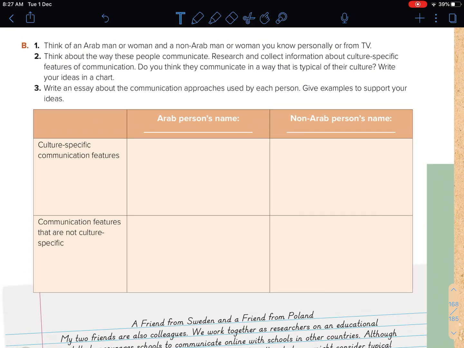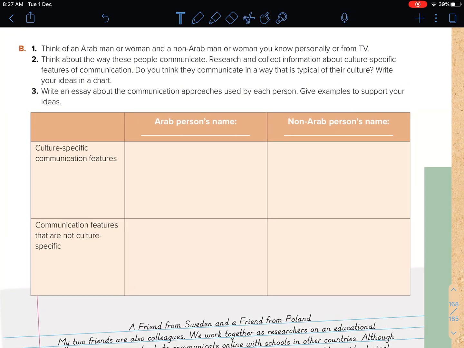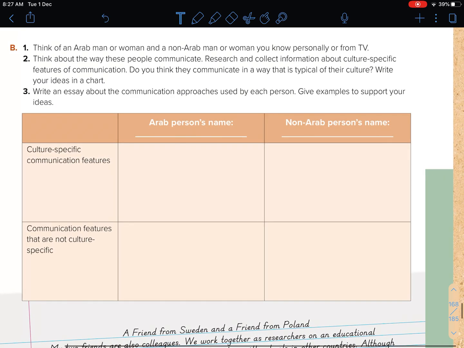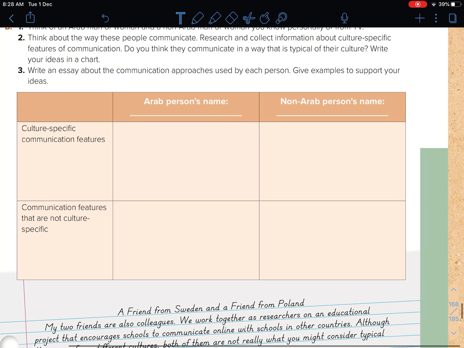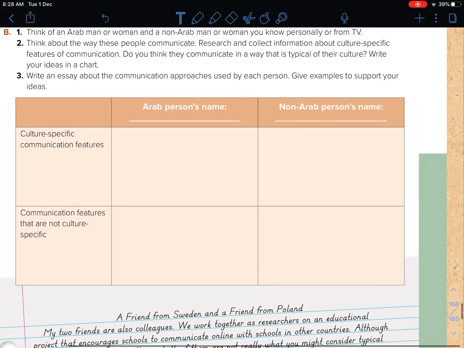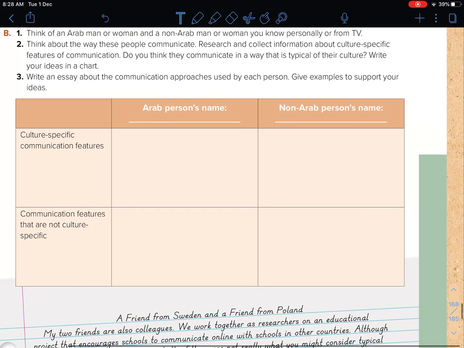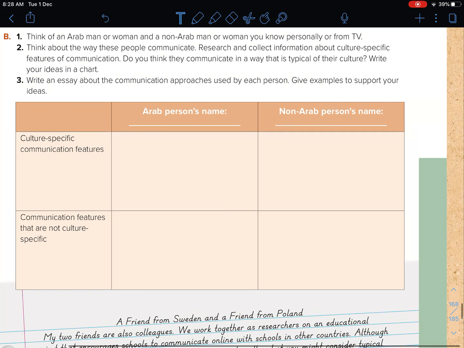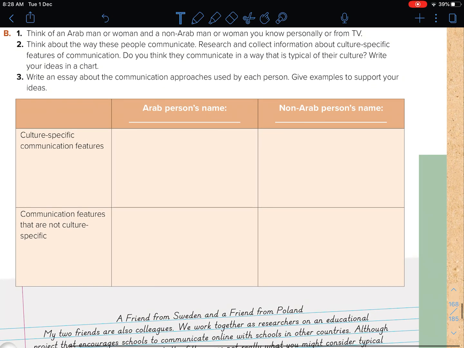Anyways, now you have to think of an Arab man or woman or a non-Arab man or woman you know personally or from TV. First, think of people who may be Arab men or women or non-Arab men or women. You may know them personally or from TV. Think about the way these people communicate, research and collect information about culture-specific features of communication. Do you think they communicate in a way that is typical of their culture? Write your ideas in a chart.